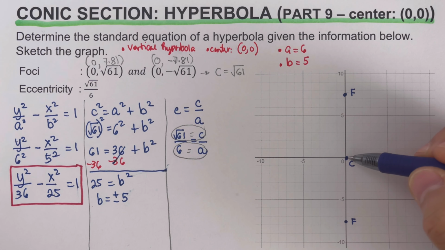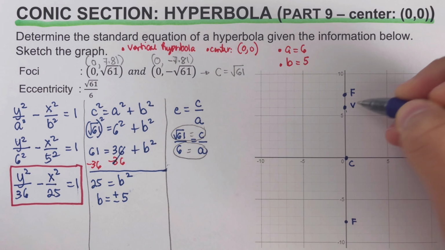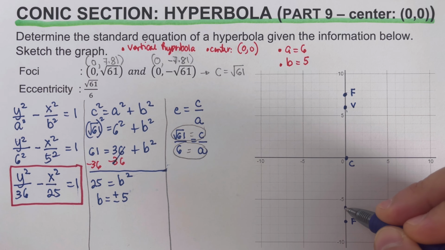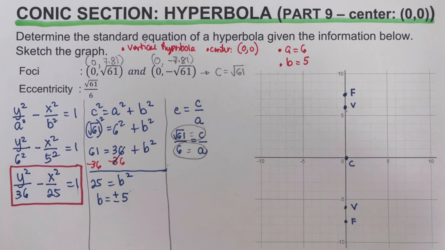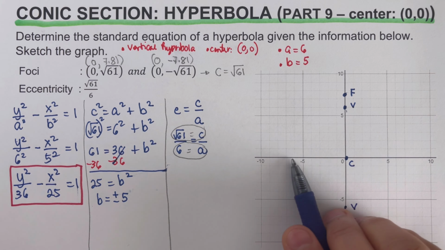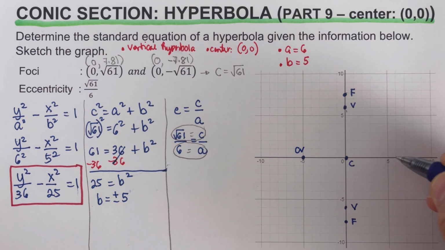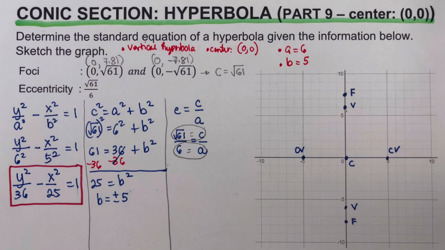A is the distance from the center to the vertex. So we go 6 up and 6 down because the a is 6. So this is where our first vertex is going to sit, and this is where the other vertex across is going to sit. And so we can go ahead and say that our co-vertex is located 5 to the left and 5 to the right. So this is our co-vertex and this is the other co-vertex. So I go ahead and write the coordinates of the two vertices and the coordinates of the two co-vertices down here.